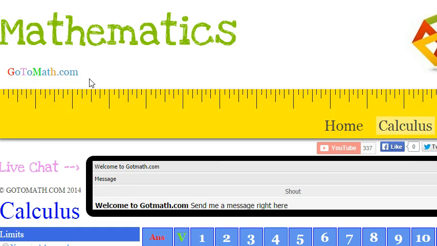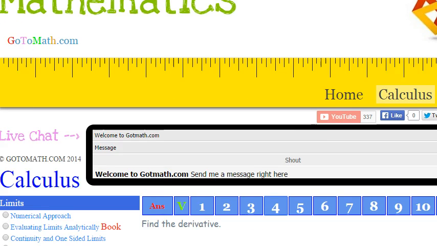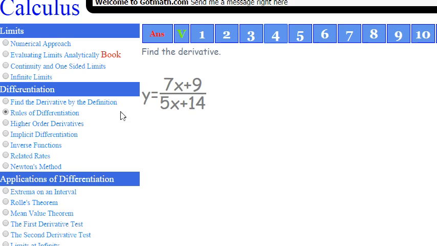We're over here at gotomath.com working some calculus problems, and we're going over some rules of differentiation, and we're in this section right here. So you want to come on over and practice your problems, right?